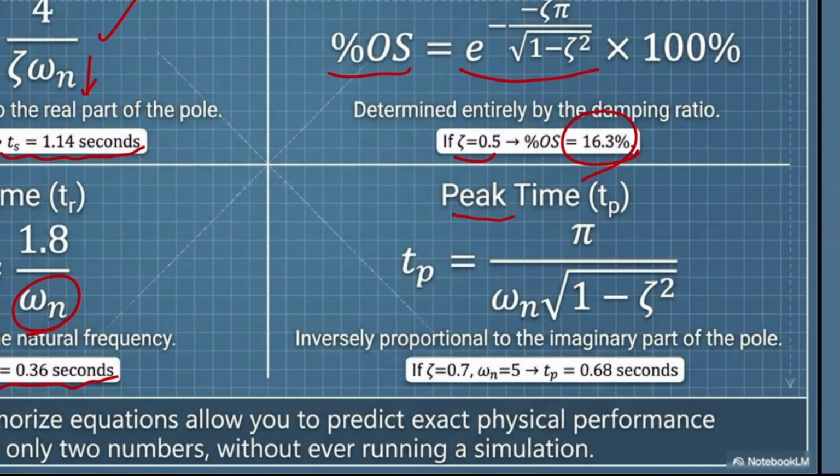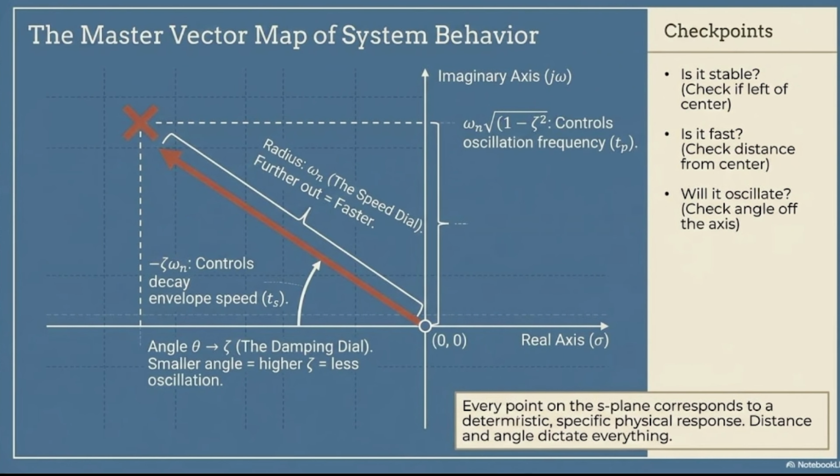Another part is the peak time itself, meaning how long it takes for my system to reach from 0 to the maximum overshoot, which is something we call TP. And at this point, where we have the zeta of 0.7 and the omega n is 5, my TP is going to be something like this.